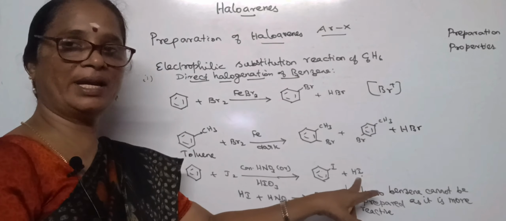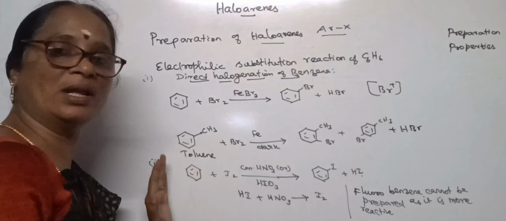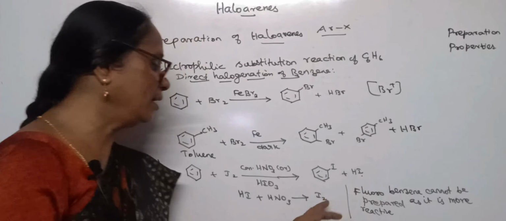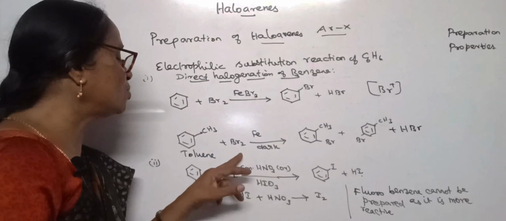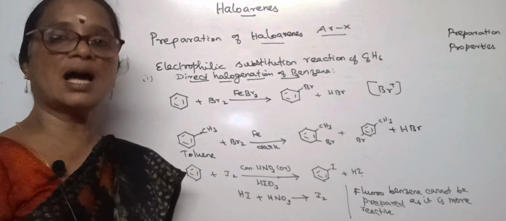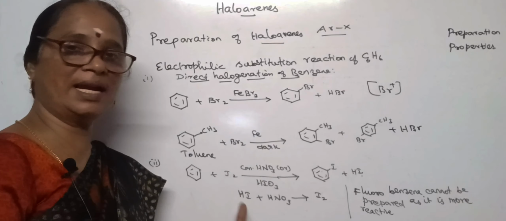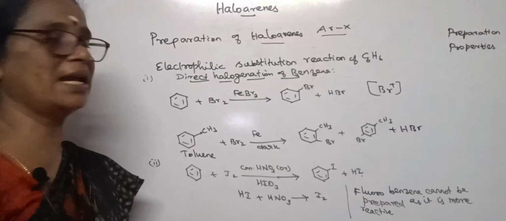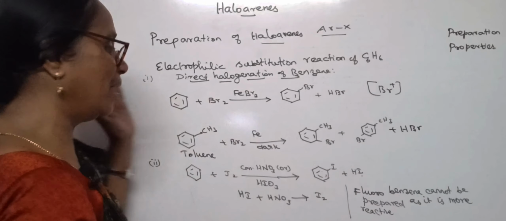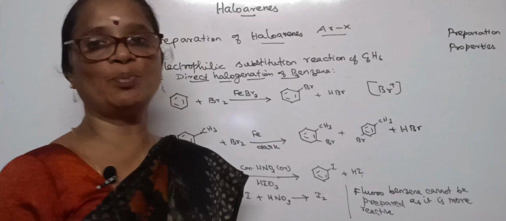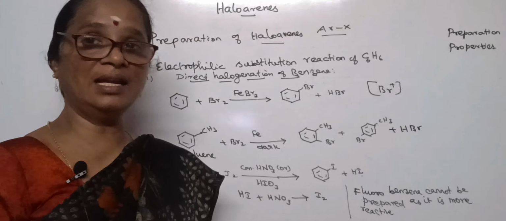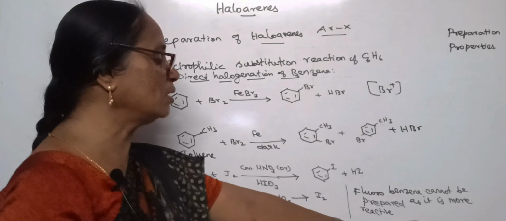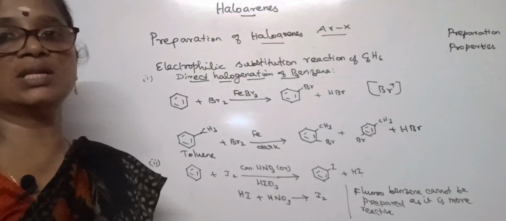This hydriodic acid may take the reaction in the reverse direction. So to avoid the reversible reaction, the hydrogen iodide is oxidized to iodine. That's why we take concentrated nitric acid or iodic acid. Being a strong oxidizing agent, it oxidizes hydrogen iodide to iodine, and hence the reverse reaction is prevented. But by this method, we can't prepare fluorobenzene because fluorine is highly reactive, and if the reaction is carried out, it will be more violent. That's why we do not prepare fluorobenzene by the direct halogenation method.